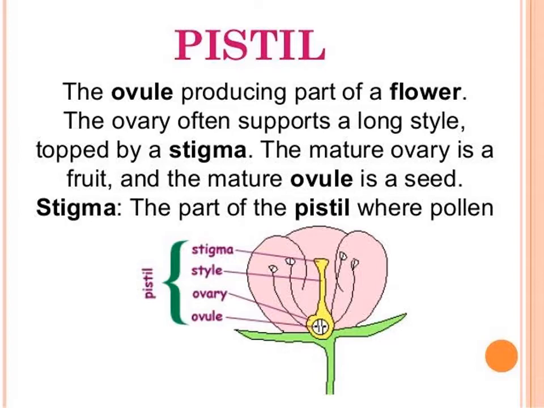What is a pistil in a flower? The ovule producing part of a flower. The ovary often supports a long style topped by a stigma. The mature ovary is a fruit and the mature ovule is a seed. Stigma, the part of the pistil where pollen germinates. Ovary, the enlarged basal portion of the pistil where ovules are produced.